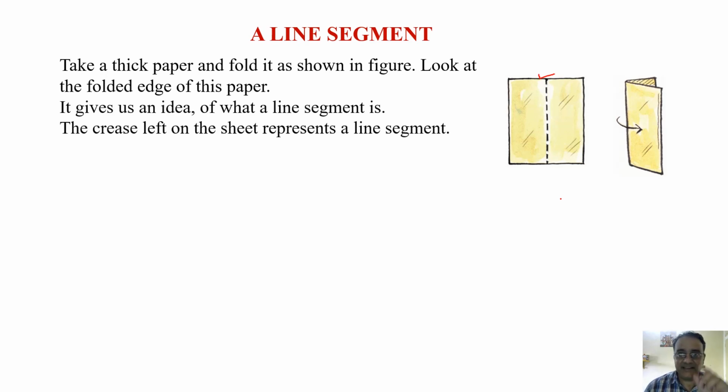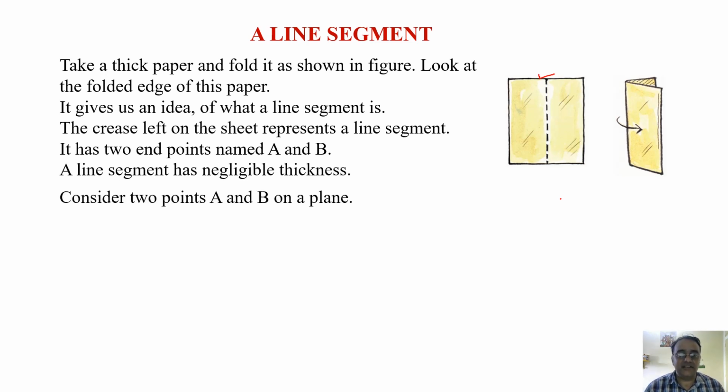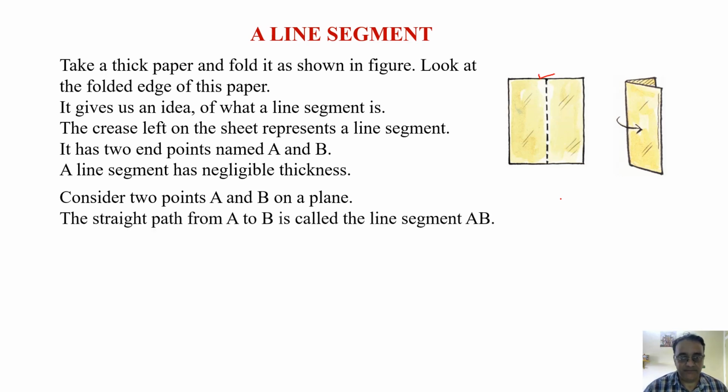Okay, the crease left out, जब fold किए हम लोग तो वहाँ पे जो crease formed हुआ, that gives the idea of line segment. The crease left on the sheet represents a line segment and it has two endpoints, A and B. A line segment has negligible thickness. Let us consider 2 points A and B on a plane. The straight path from A to B, joining these 2 points A and B, is a line segment AB.